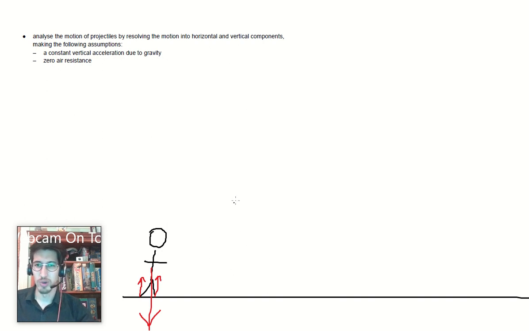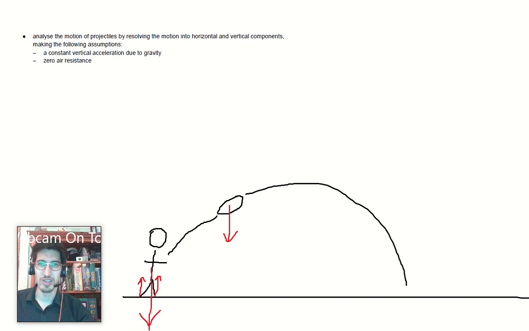If they were to throw a footy, that footy will travel in a parabola. While the ball is in the air, it is acted on by the force of gravity. And as long as we ignore air resistance, which we're going to do, then that is the only force on it, and it is a projectile.